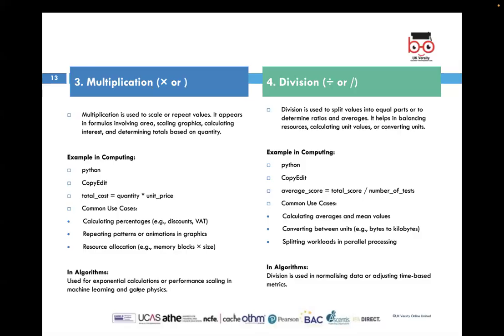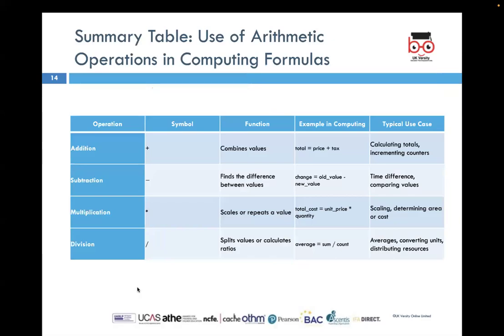Division is used to split values into equal parts or to determine ratios and averages. It helps in balancing resources, calculating unit values, or converting units. In Python, an example is average score equals total score divided by the number of tests. Common use cases are calculating average and mean values, converting between units, so bytes to kilobytes, and splitting workloads in parallel processing. Division is used in normalizing data or adjusting time-based metrics within algorithms.